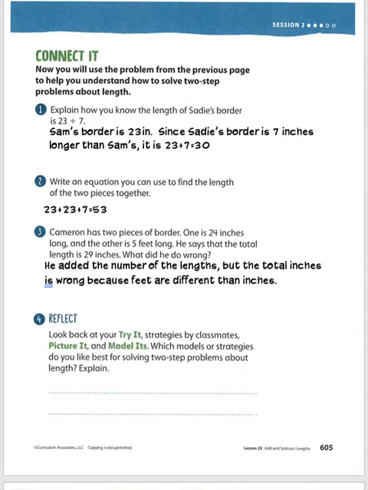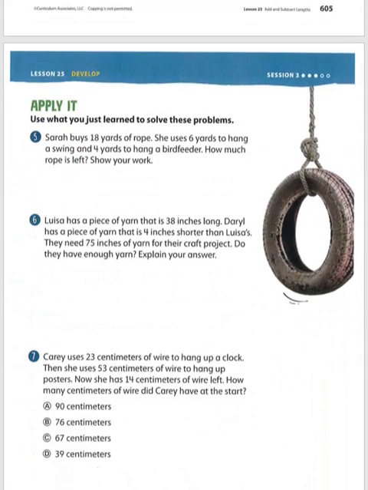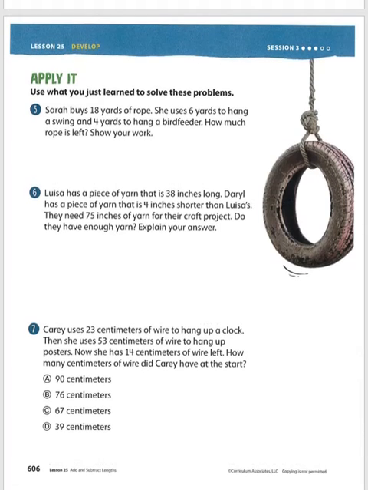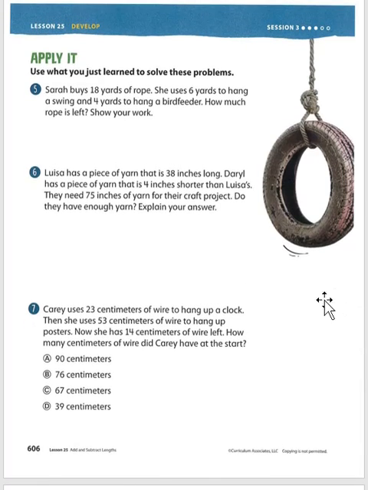Which is your favorite? Do it or don't do it. Move on. We are on page 606. Sarah buys 18 yards of rope. She uses 6 yards to hang a swing and 4 yards to hang a bird feeder. How much rope is left?